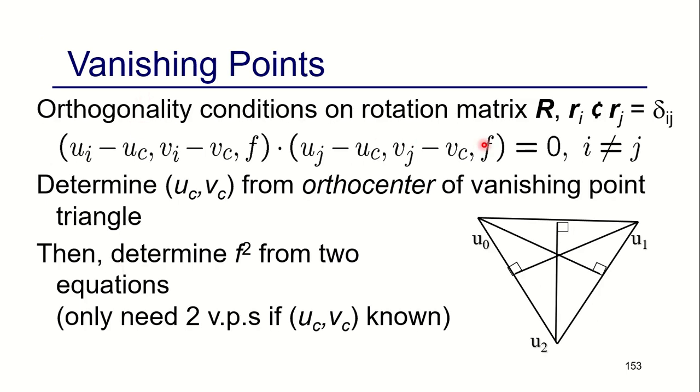So the orthogonality conditions on the rotation matrix capital R, where your Ri and Rj orthogonality will give you (ui minus uc, vi minus vc, f) dot (uj minus uc, vj minus vc, f) equal to 0, where i and j should not be equal. So determine uc, vc from the orthocenter of the vanishing point triangle. Then determine f squared from two equations. So we need only two vanishing points if uc and vc are known.